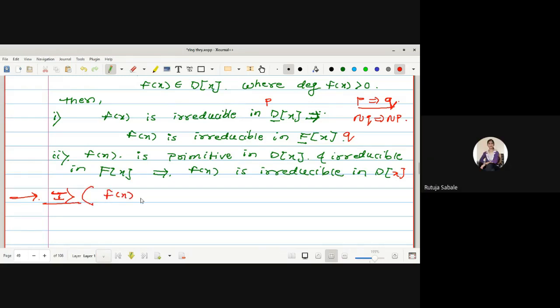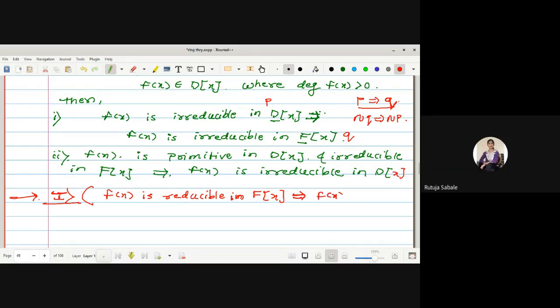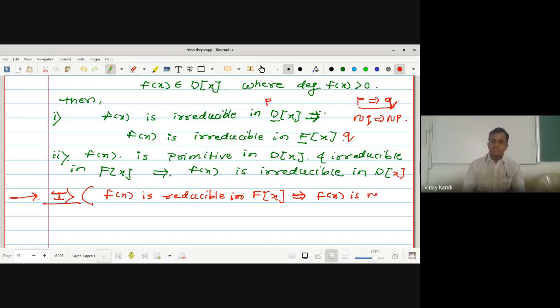So what is the negation of q? f of x is reducible in capital F of x implies f of x is reducible in D of x.